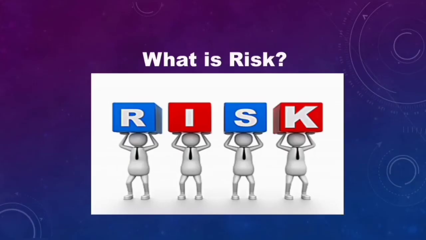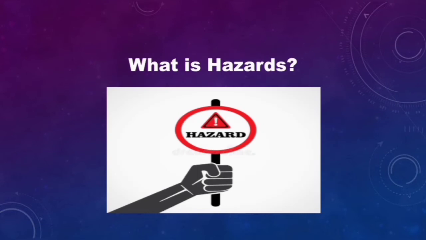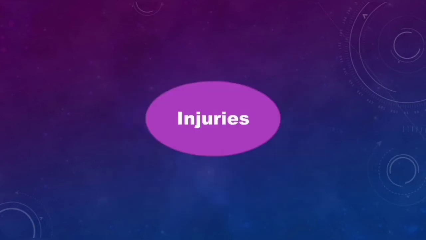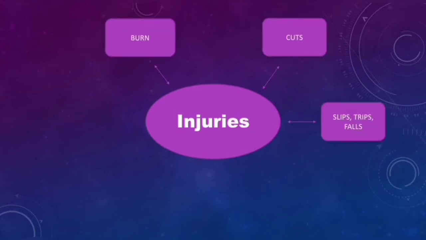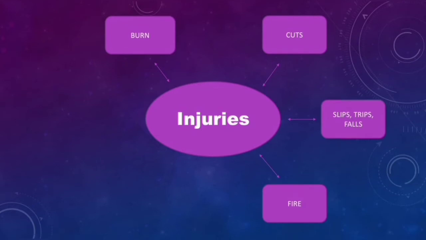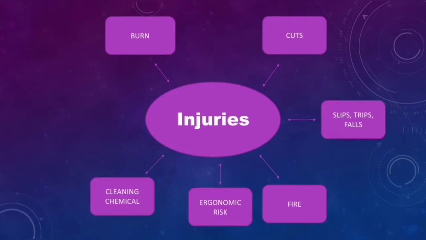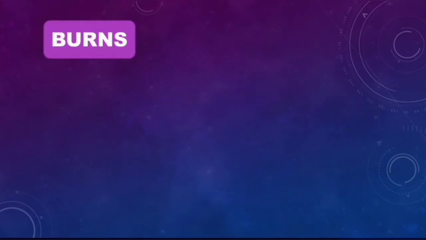What is a risk? A risk is a combination of the probability that a particular outcome will occur and the severity of the harm involved. And what is a hazard? A hazard is something that can cause harm if it is not controlled. The common injuries if the hazard is not controlled can be burns, cuts, slips, trips and falls, fire, ergonomic risk, cleaning chemicals, and food poisoning.